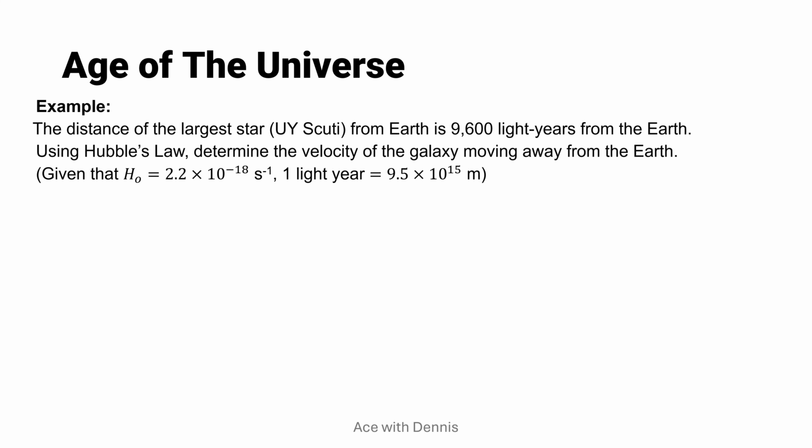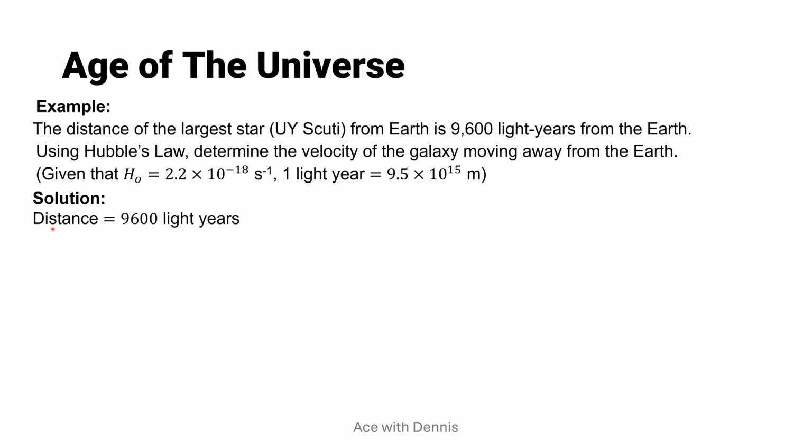Do take note that in the previous example, I mentioned that the Hubble's constant is 2.3 times 10 to the power of negative 18 per second. But for this example, we use 2.2 times 10 to the power of negative 18 per second. And usually this value is used in the exam. Alright, now here's the solution.